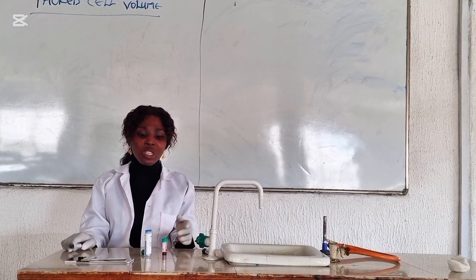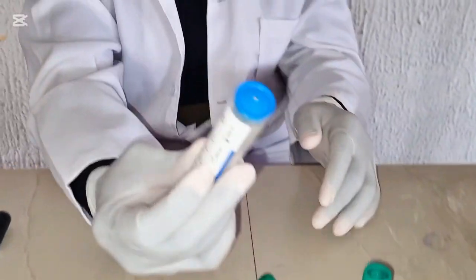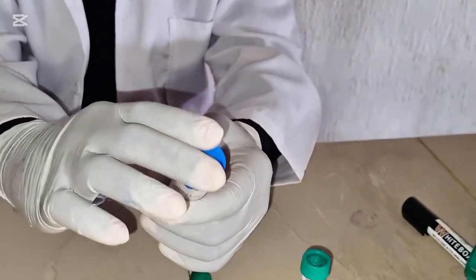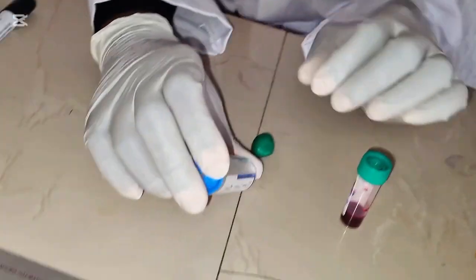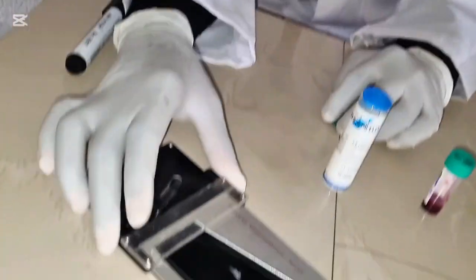Now what we use is not difficult. We have a capillary tube. This is a capillary tube that contains anticoagulants. These are blood, these are plasticine, these are haematocrit reader.